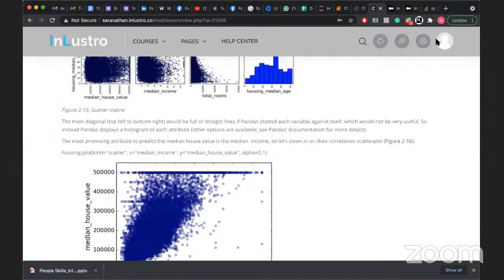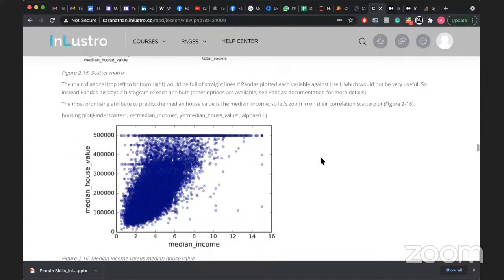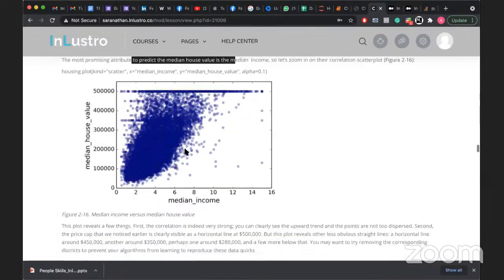So the main diagonal would be full of straight lines if Pandas plotted each variable against itself. So instead of displaying that, it displays a histogram of each attribute. Obviously a variable against itself is going to be only one. So the only promising attribute here to predict median housing value is the median income. So if we zoom in on the scatter plot, we'll be able to see something of this nature, right?